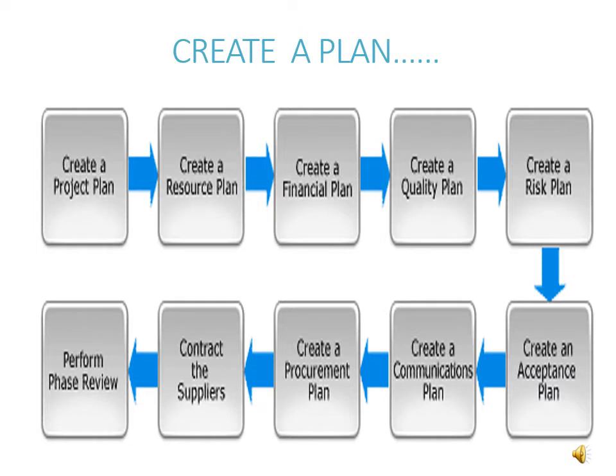Here we can see a cycle of the different plans that need to be created during that stage of planning. We create the project plan, resource plan, financial plan, quality plan, risk plan, acceptance plan, communication plan, procurement plan, contract with the supplier, and definitely perform the phase review. All these are essential components depending on the type of project that we have at hand.